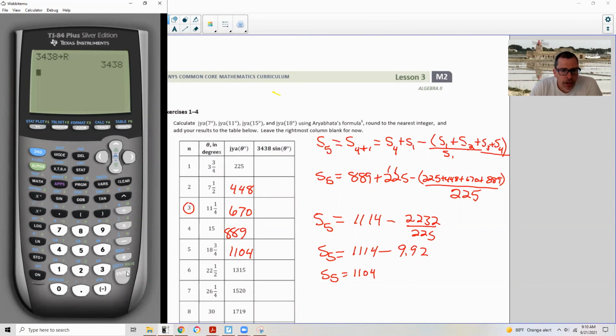Okay, so now that's r. So I'm just going to put alpha r times the sine of this degree measure, which is 3.75, 3 3/4. 3 3/4 is 3.75, and I hit enter, and I got 224.85. All right, so that would go here.